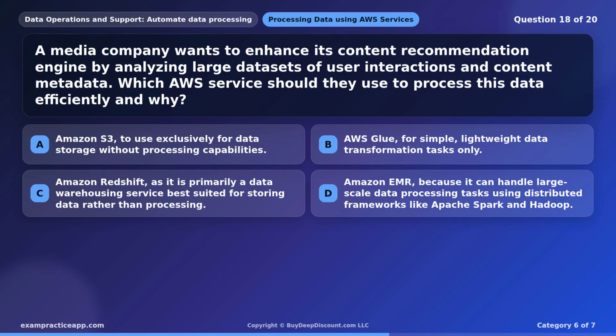Explanation. Amazon EMR is the optimal choice for processing large datasets of user interactions and content metadata. It supports big data technologies like Apache Spark and Hadoop, which are ideal for handling complex analytics tasks required by a content recommendation engine. EMR's scalable and efficient processing capabilities make it suitable for the media company's needs.